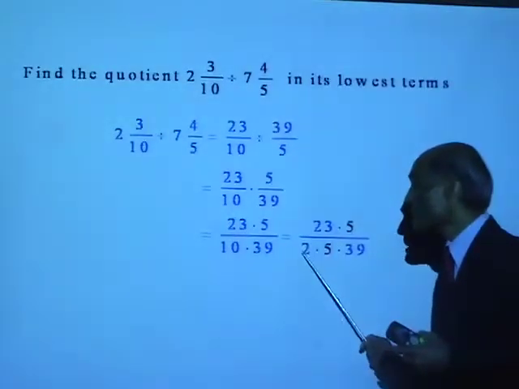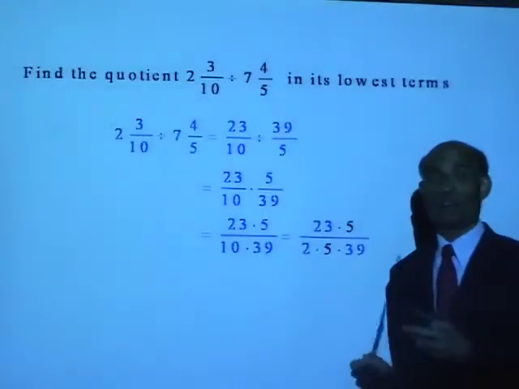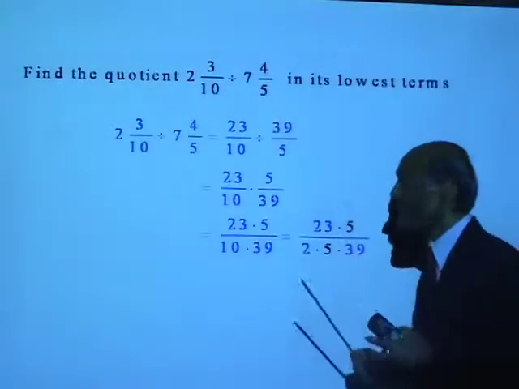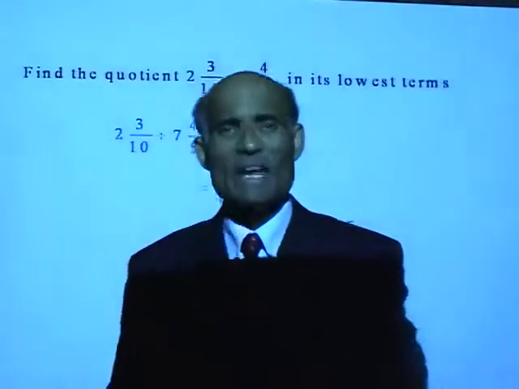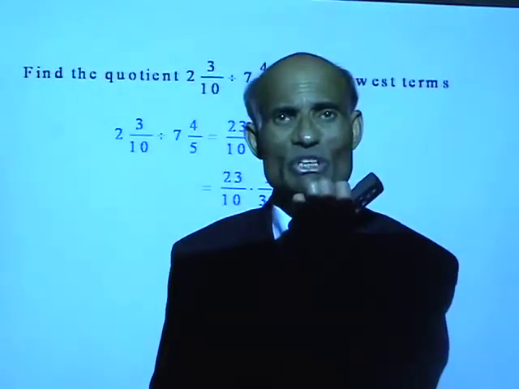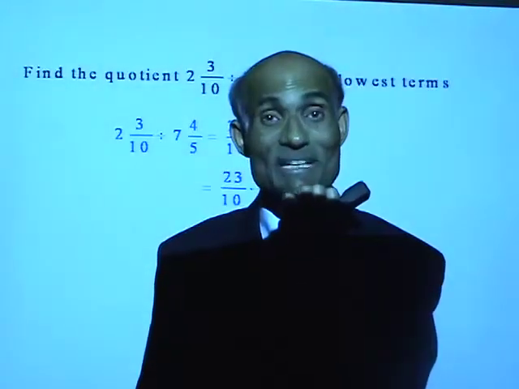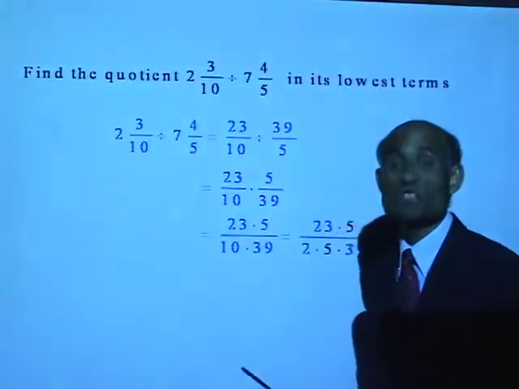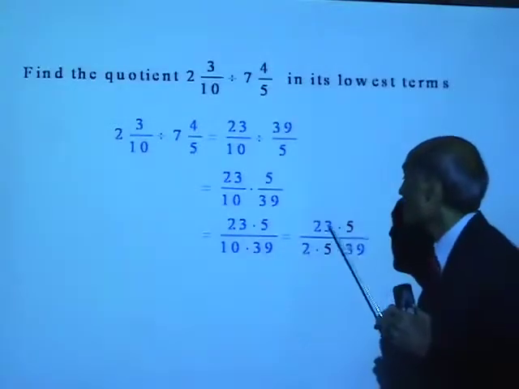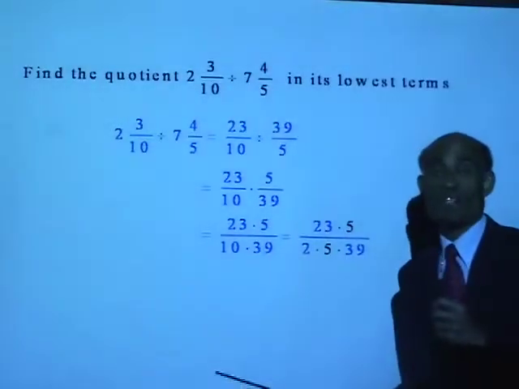10 can be factored as 2 times 5. And 39, we will leave it like that. Can 39 be divided by any number? Yes, 39 can be divided by 3. But in this case, there is no profit in doing it because there is no 3 on top.